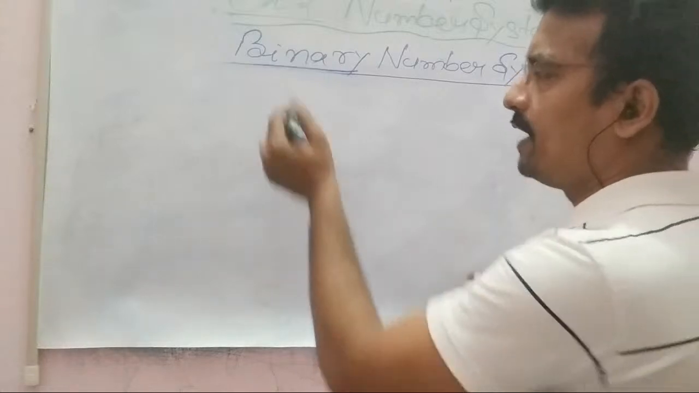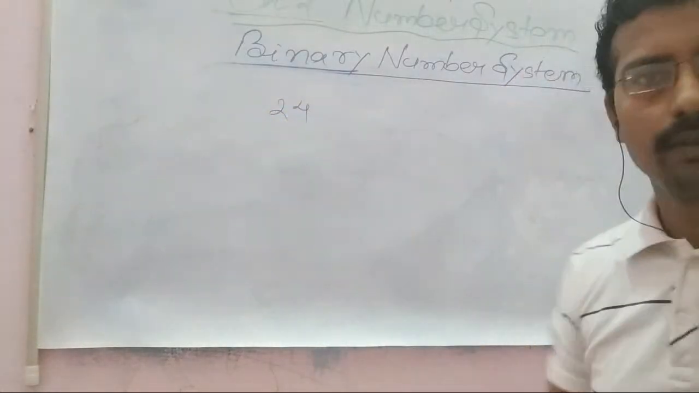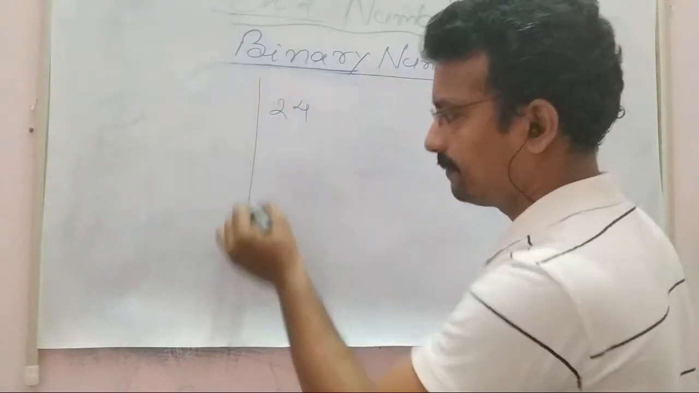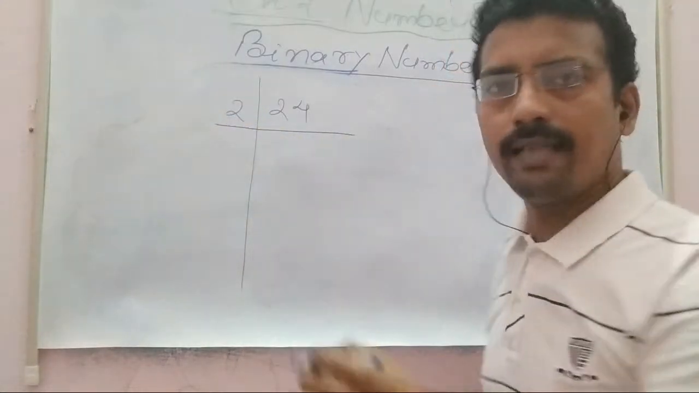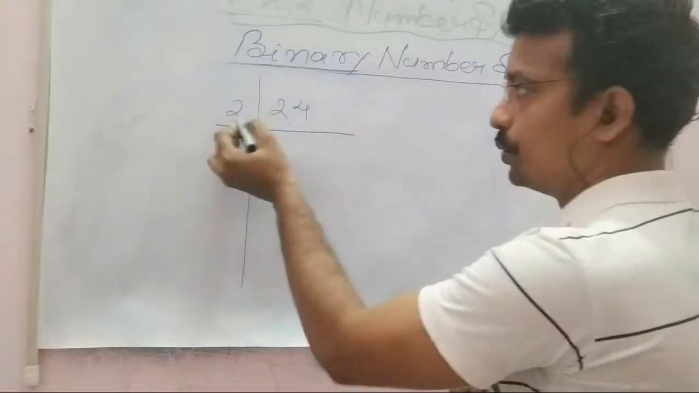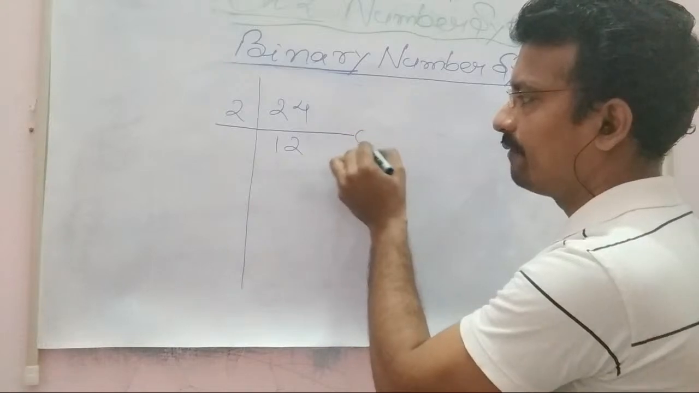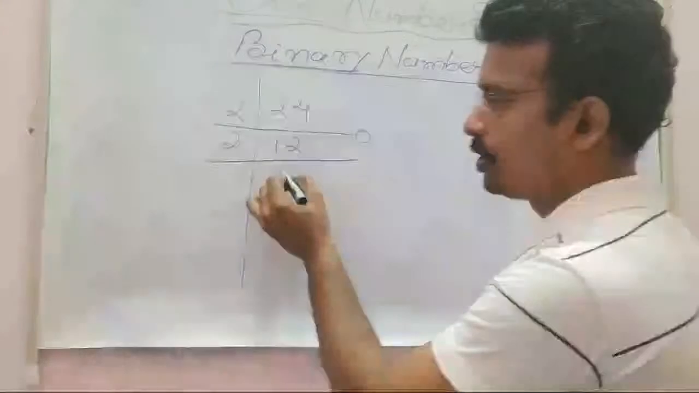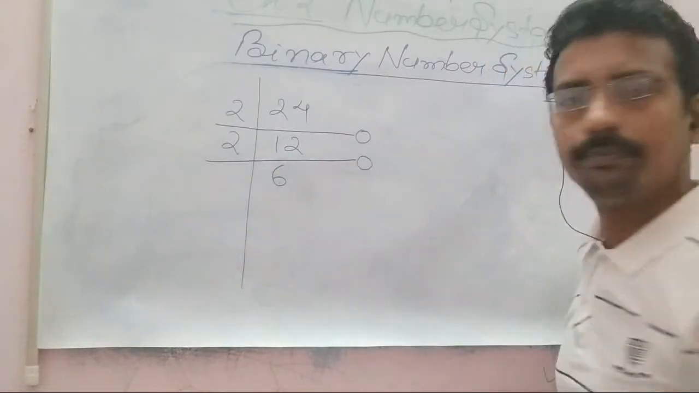Okay, to first take any decimal number, suppose I take 24. Taking 24, first you make this line and then start dividing it by 2 in LCM format. 2, 12 jar, 24, the remainder we keep here, 0. After that, again you divide by 2, 2, 6 jar. 2, 6 are 12, remainder 0.